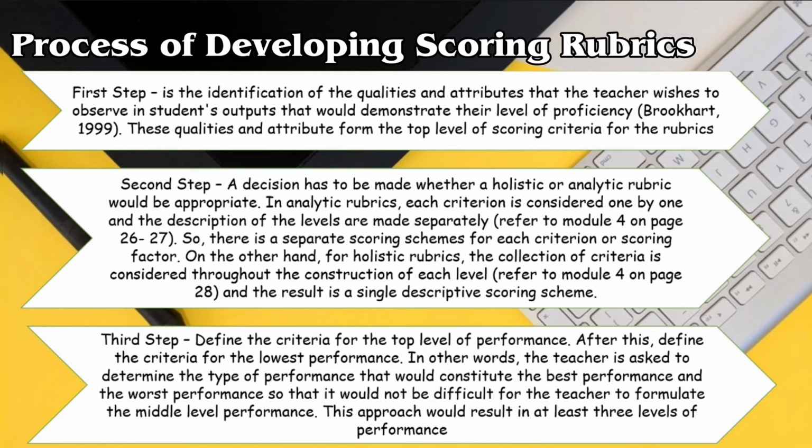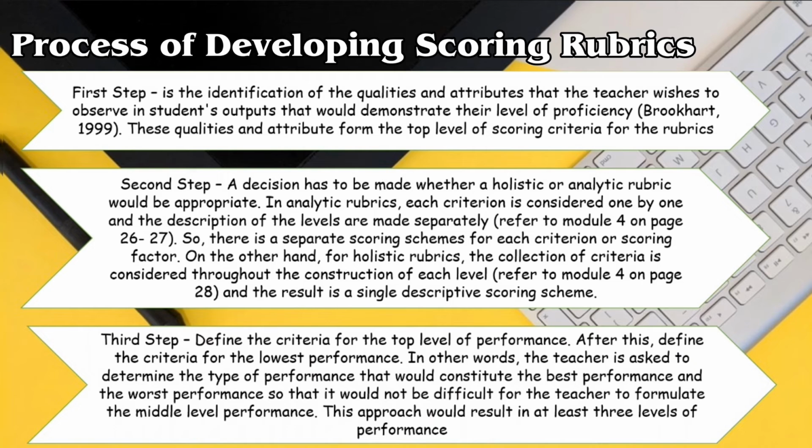Second step, a decision has to be made whether a holistic or analytic rubric will be appropriate. In analytic rubrics, each criterion is considered one by one and the description of the levels are made separately. So, there is a separate scoring scheme for each criterion or scoring factor. On the other hand, for holistic rubrics, the collection of criteria is considered throughout the construction of each level, and the result is a single descriptive scoring scheme.